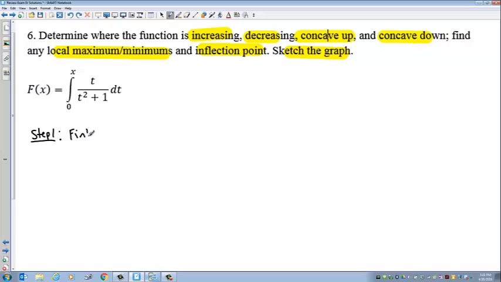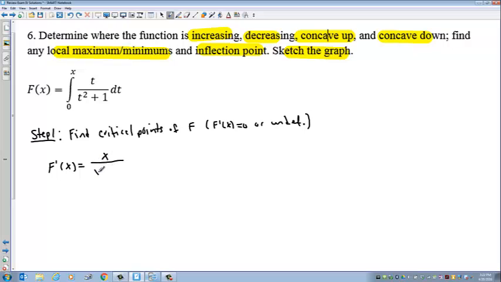The first step is we want to find the critical points. Right, the critical points, and in this case, the critical points of capital F. So that's when f prime of x is equal to 0 or undefined. And so to find the derivative, f prime of x, we use the fundamental theorem of calculus part 2, which says the derivative of this is just this integrand when you plug in x. So you have x over x squared plus 1.